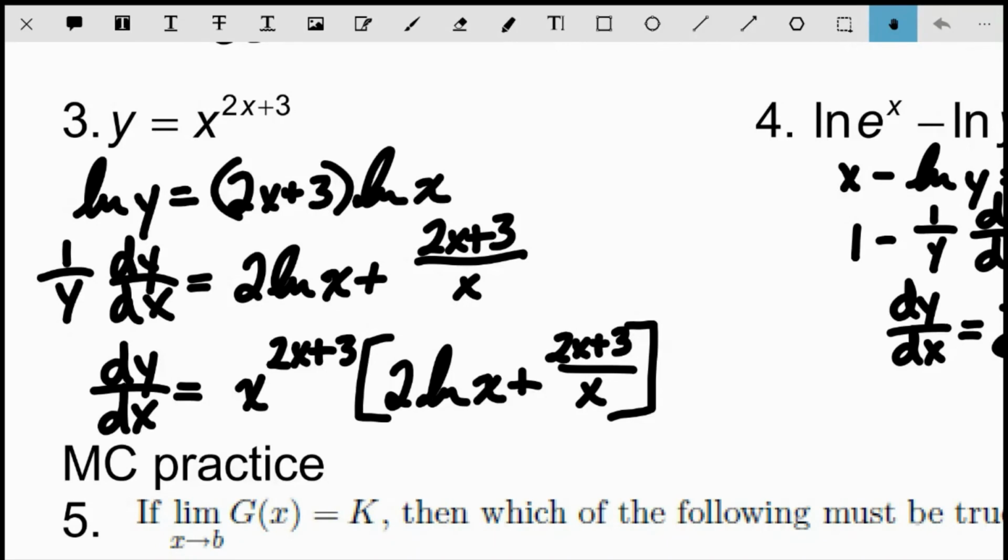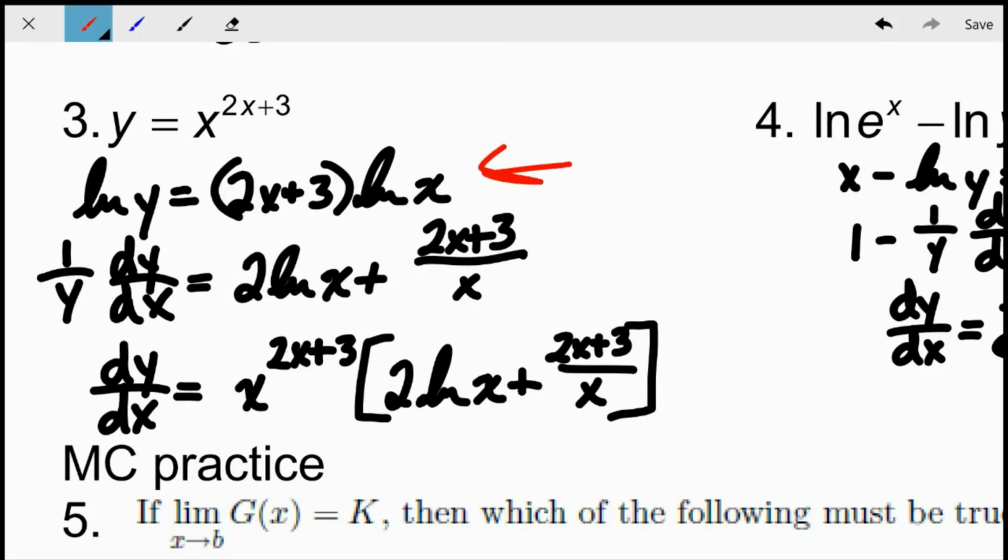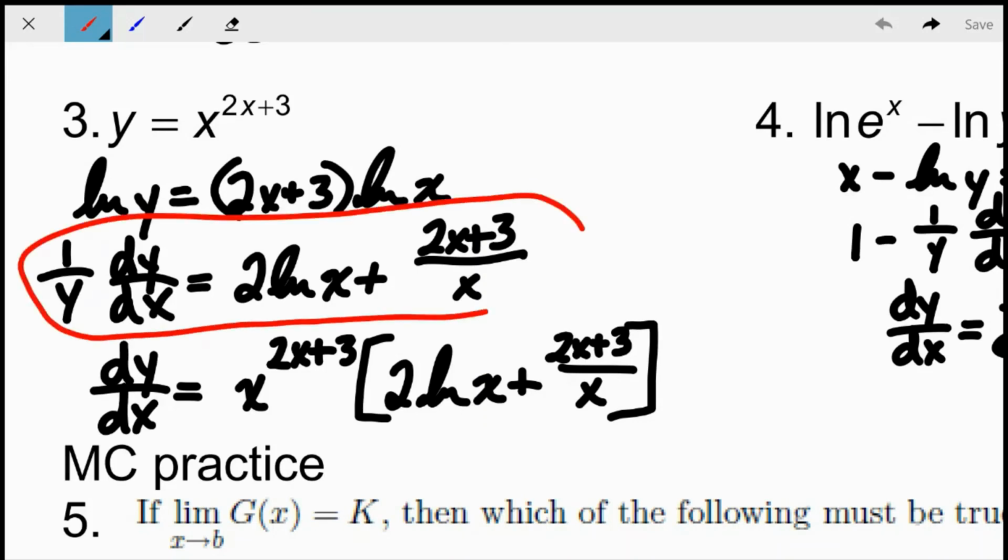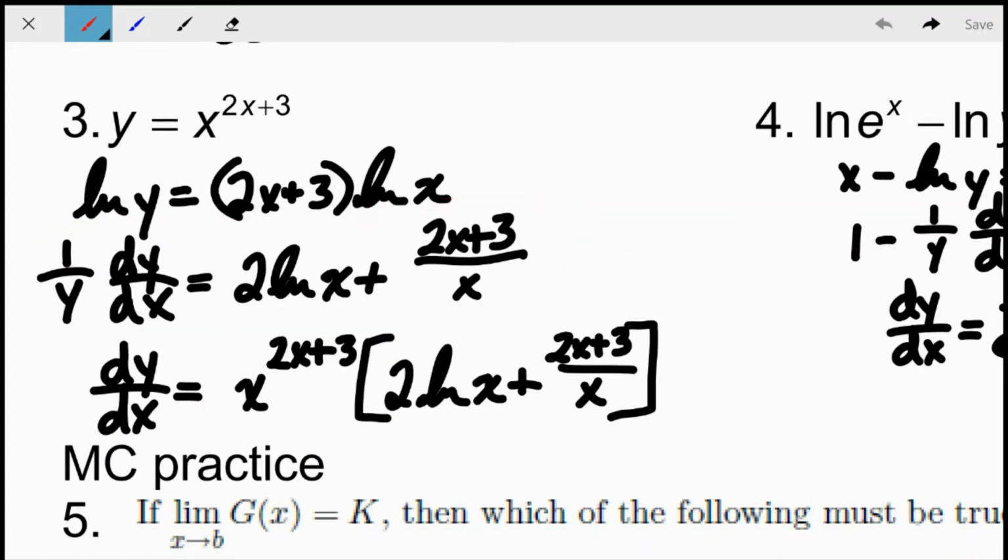So I took the natural log on each side. You can see that on this first step. And then from there, I just took the derivative of the equation in the form that it's in. And then I just solved for dy dx and substituted in for y, x to the 2x plus 3 power.